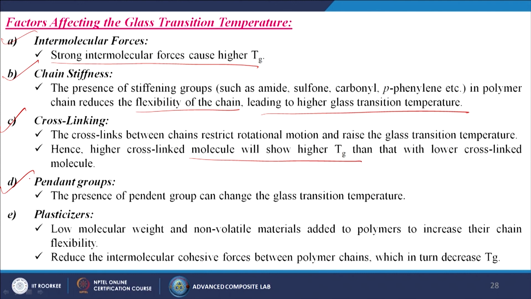Next is pendant groups, meaning the groups that are attached. The presence of pendant groups can change the glass transition temperature. And the last one is plasticizers: low molecular weight and non-volatile material added to polymer to increase chain flexibility and reduce the intermolecular cohesive force between the polymer chains, which in turn decreases the glass transition temperature.